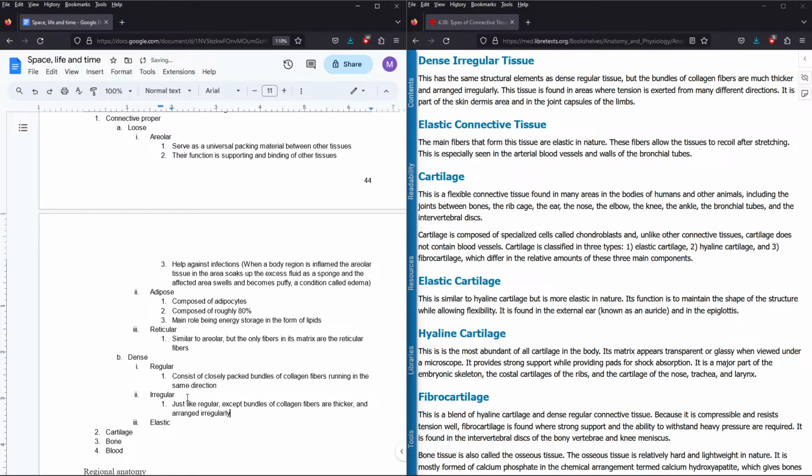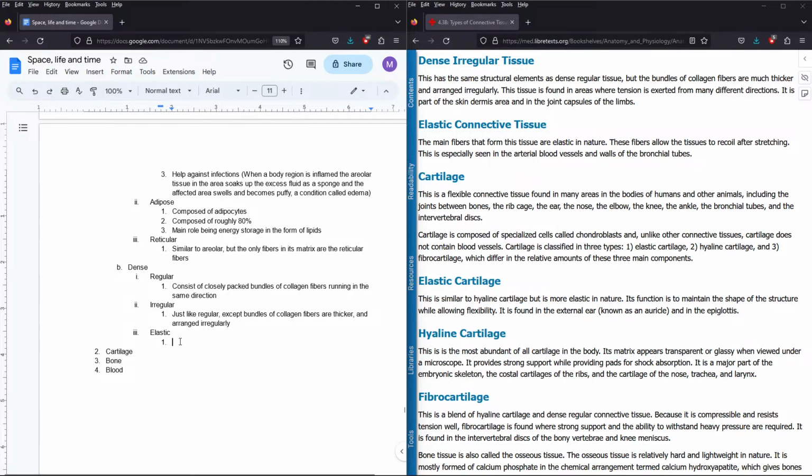Collagen. Festive. Then we have the elastic connective tissue. Let me guess, it's elastic. The main fibers that form this tissue are elastic in nature. These fibers allow the tissues to recoil after stretching. This is especially seen in the arterial blood vessels and walls of the bronchial tubes. Alright. Main fibers that form this tissue are elastic.